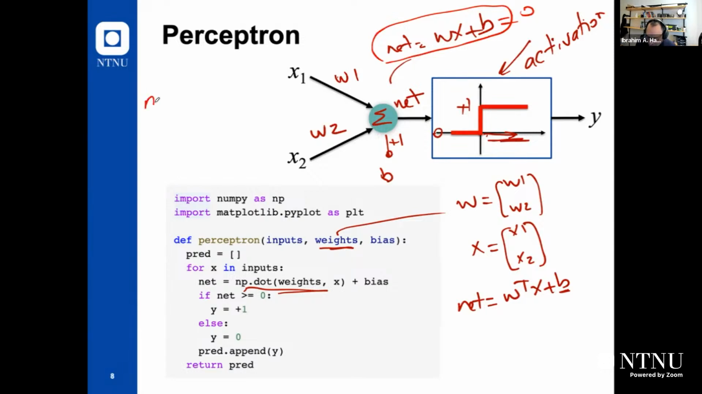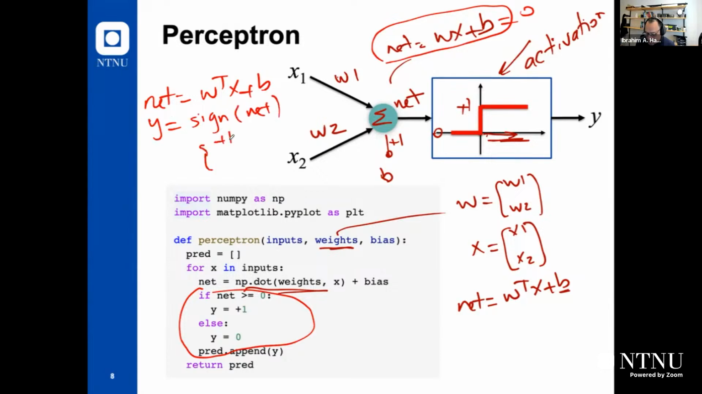So we need to get net. Net will be the dot product, omega transpose X plus B. After that, I need to apply this net to an activation function, right? You can use the sign function. Maybe you can just use y equal sign function of net. In this case, it will be converted into +1 and -1. If you want to use a symmetric activation function, it's called hard limit. It changes this one into -1, right?